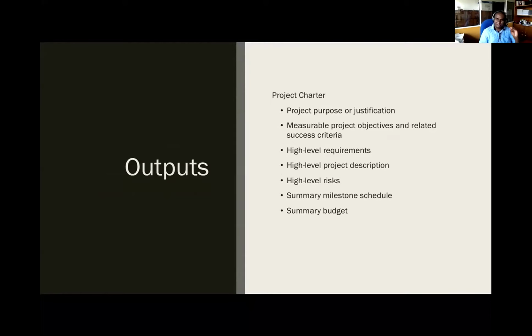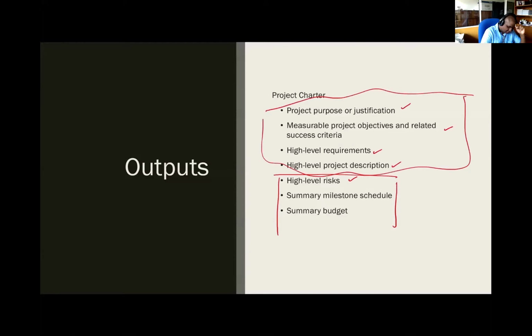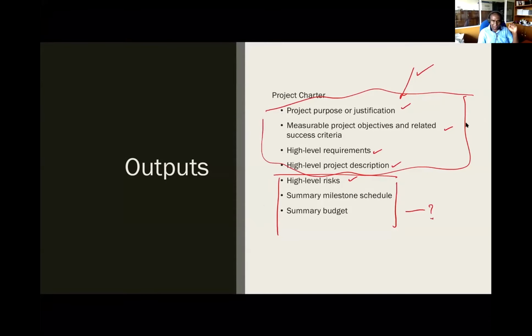You can download templates. There are plenty of templates of project charter in Google. So I expect you to have these things: project purpose and justification, the objectives, high level requirements, high level project description, high level risks. In fact, these things we can discuss later, at least up to this level. So I expect you to write a description on this. You can discuss among your group, and I expect you to have a typed document within the class for this. You can fine tune that later, but for the time being, I expect you to do this.